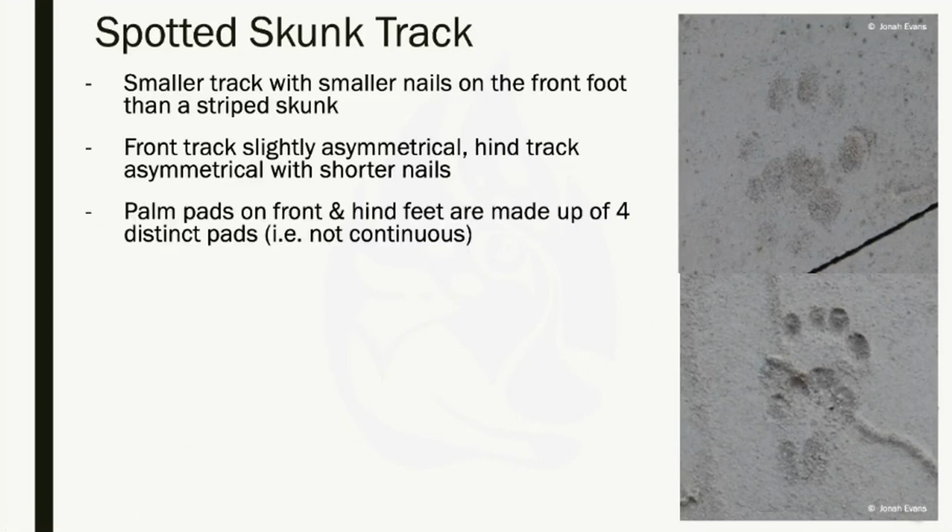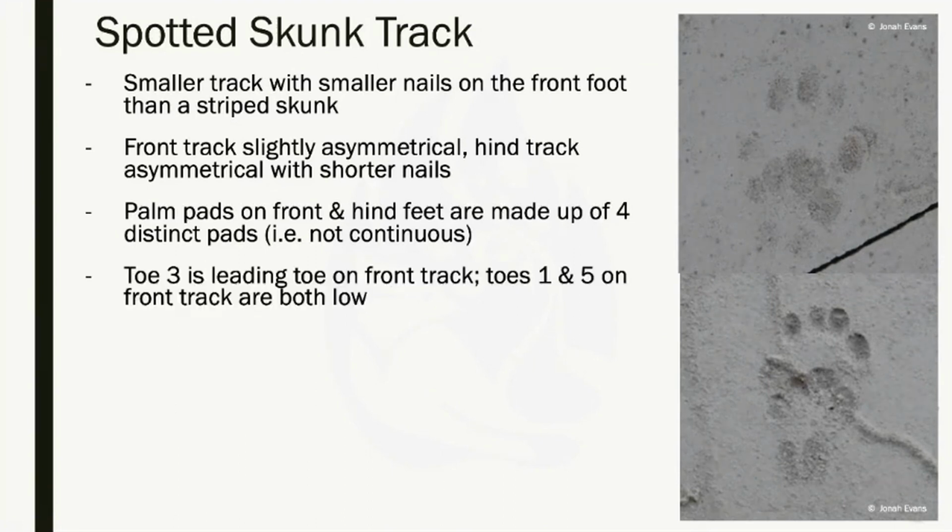The palm pads on both of them are made up of 4 distinct pads. And we can see these little circles here. That's very different from any of the other skunk species. So when you see a clear track like this, it just screams spotted skunk. There's really nothing else. Maybe a few rodent species you could confuse it with, but it's very clear.